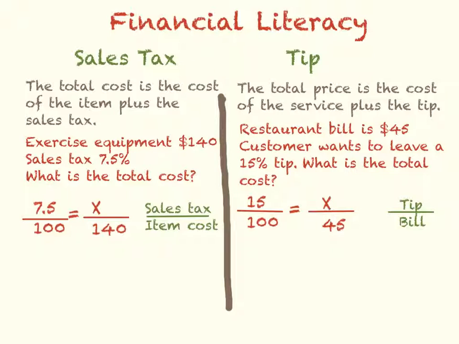So we're going to use a proportion, sales tax over the item cost. Both of our ratios need to be written in that form. So since our sales tax as a percent was 7.5% out of 100%, that's going to be equal to our tax in money over the item cost of $140. So what are we going to do first, Miss Smith? Let's take the 7.5 and find the cross product of 7.5 and 140.